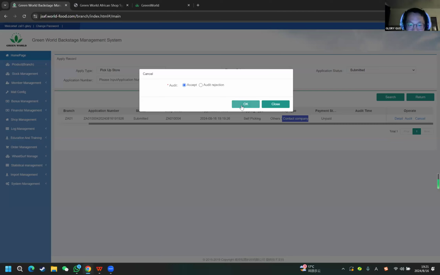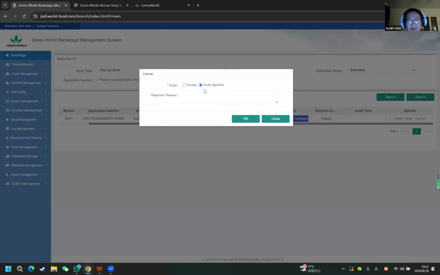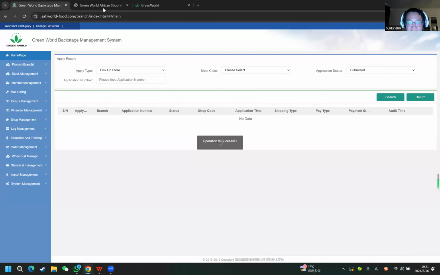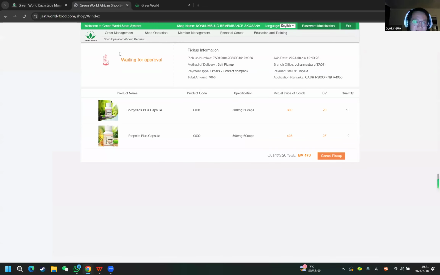When we put accept, which means we received your payment, we confirm you did it, and we are going to prepare the stock for you to collect. If you didn't do that, we are going to put rejection for sure. Let's, for instance, say okay. And then this order is approved. And from your side, you are going to see this order.